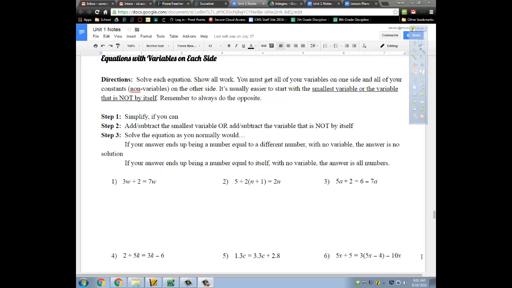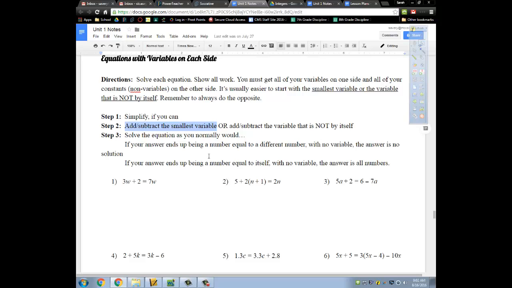You can choose based on whether you have more than just one term on a side. For number one, I only have one term on this side, so I'm not going to follow this rule for this one. But once I get to number three, I have two terms on the left, two terms on the right. So the rule I'm about to tell you is for problems like number three. What you do is you add or subtract whatever the smallest variable is. I just choose the smallest variable to avoid dealing with negatives.